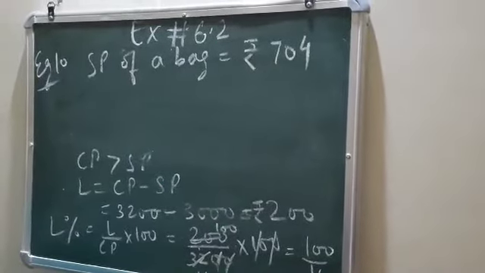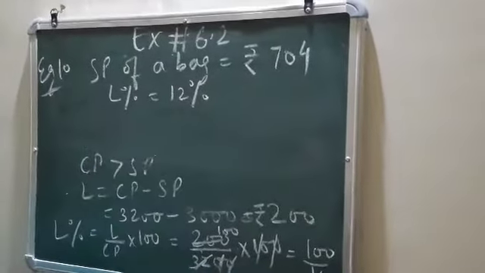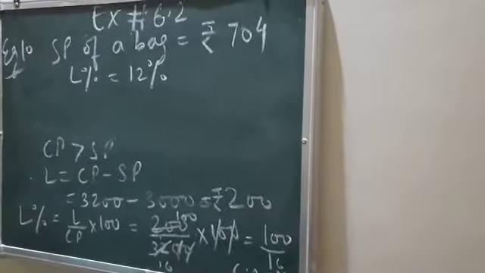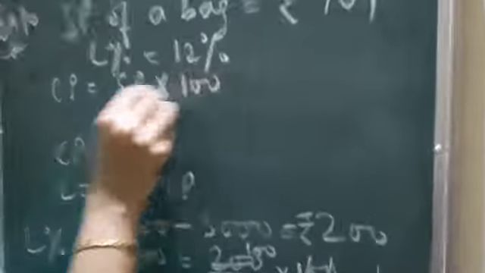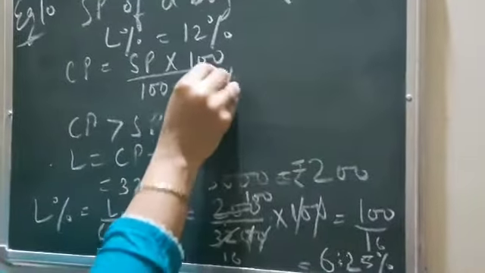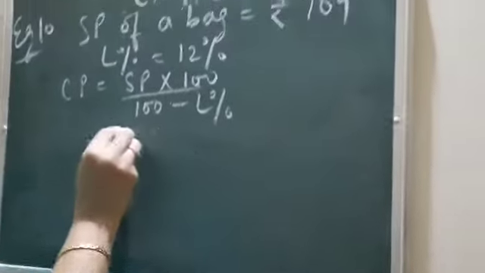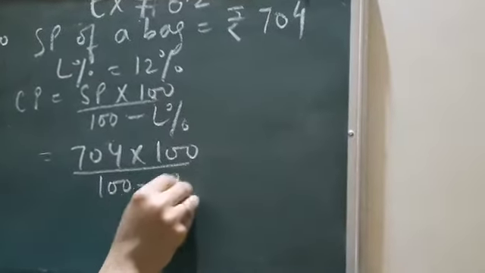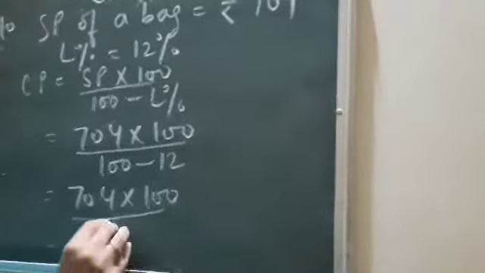A shopkeeper suffers a loss. Loss percent is given, 12%. SP is given. So what do we have to find? We have to find CP first. So formula for CP is SP into 100 upon 100 minus loss percent. Put the values. So SP is 704 into 100 upon 100 minus 12. So 704 into 100 upon 88.